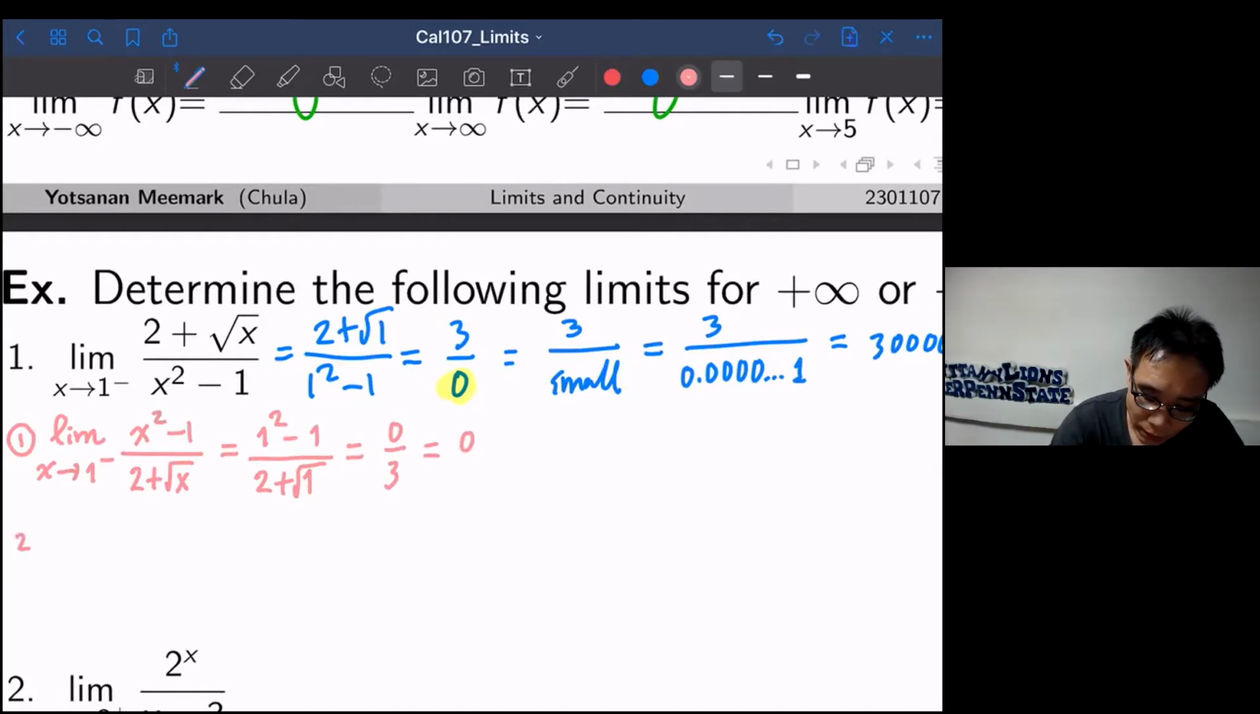The second one will be the sign of the function.